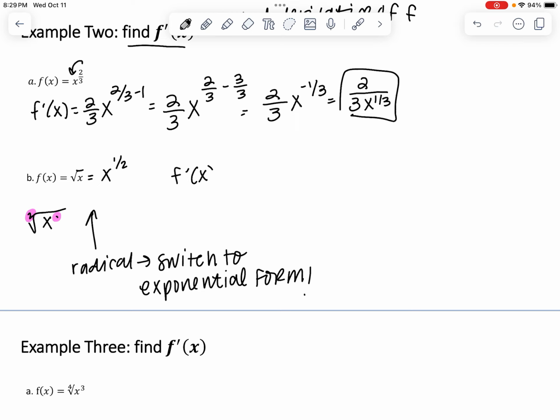So f prime of x, one place that is really easy to mess up too for students is they'll switch it from radical form to exponential form and they'll be like, oh, I found the derivative, but you didn't find the derivative. You just found the original function in a different form. So don't do that. So now I'm going to take this 1/2 and I'm going to move it out in front. So it'll be 1/2 x, and then I'm going to subtract 1/2 by 1. I just know that 1/2 minus 1 is negative 1/2.